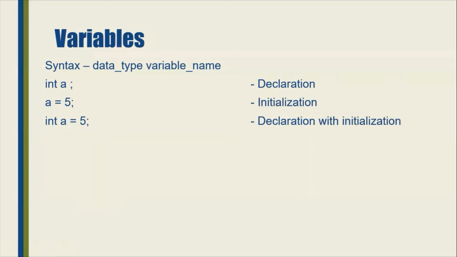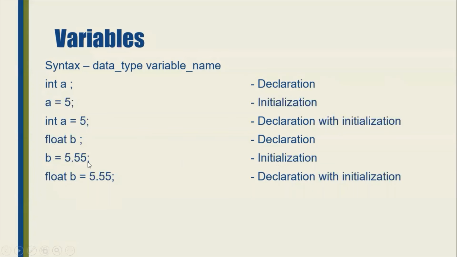Let us see float. Declare a variable b of data type float. Now b equals 5.55, so we are going to initialize b with value 5.55. Now I can declare and initialize together with the help of float b equals 5.55.